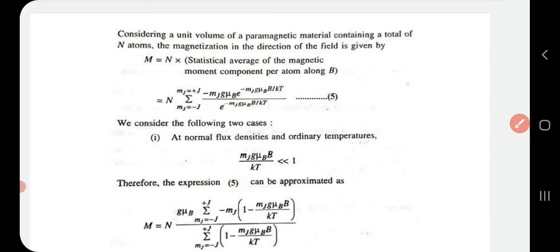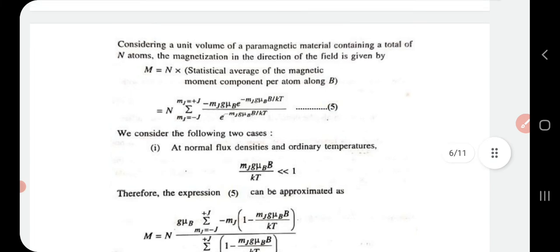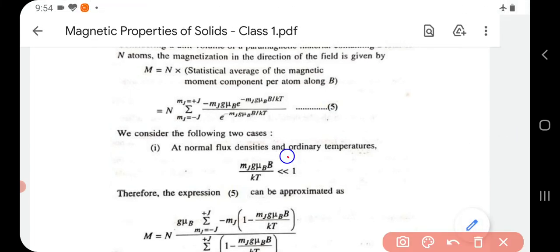Now we consider two cases. So keep in mind equation 5. Now we are going to discuss two cases based on equation 5. First case is at normal flux densities and ordinary temperature. In that case, the argument of this exponential, that is mj g mu b B by kT, is very small compared to 1. See, this is the argument, right? So at normal flux density and ordinary temperature, we assume that the argument of the exponential is very much small compared to 1.